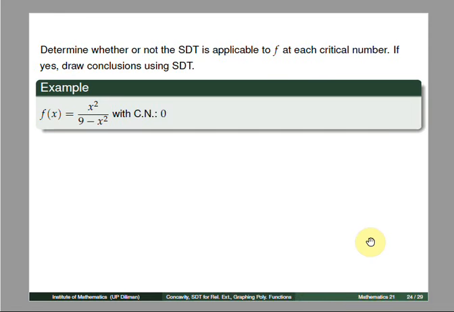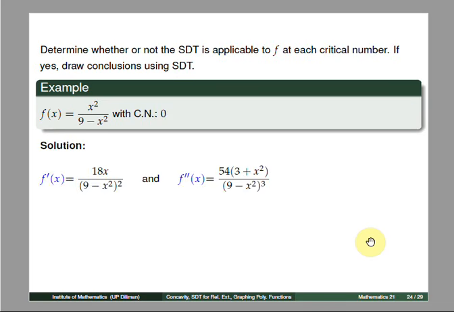Great. Next example. F of x equals x squared all over 9 minus x squared, and the critical number is 0. Again, you can pause the video and try to solve for the first and the second derivative of this function. You should be able to verify that the first derivative is 18x all over the quantity 9 minus x squared squared, and the second derivative is given by 54 times the quantity 3 plus x squared all over the quantity 9 minus x squared cubed.